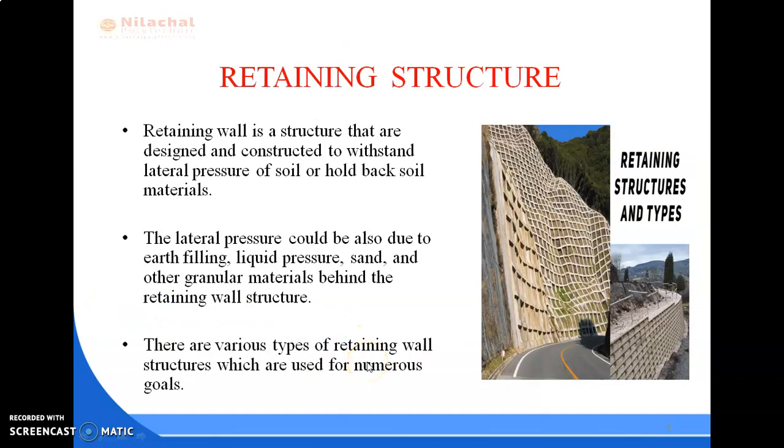Next is the retaining structure. So this is the structure which is designed and constructed to withstand lateral pressure of soil or hold back soil materials. So these are known as retaining structures. The lateral pressure could also be due to different earth filling, liquid pressure, sand and other granular materials behind the retaining wall structure. And there are various types of retaining wall structures which are used for numerous works.